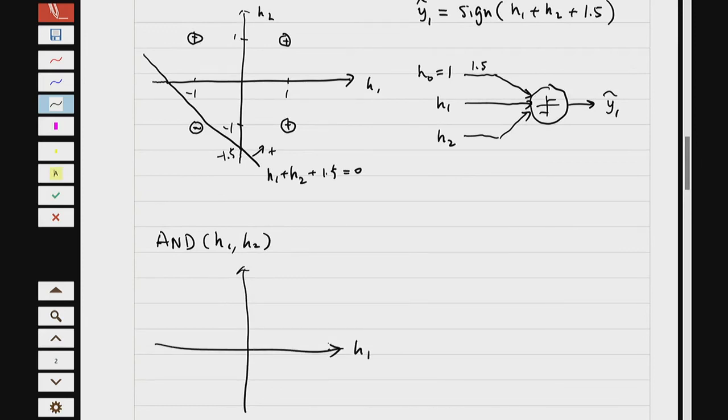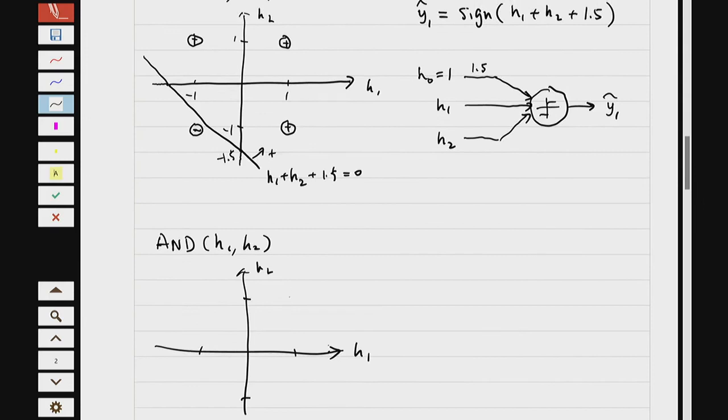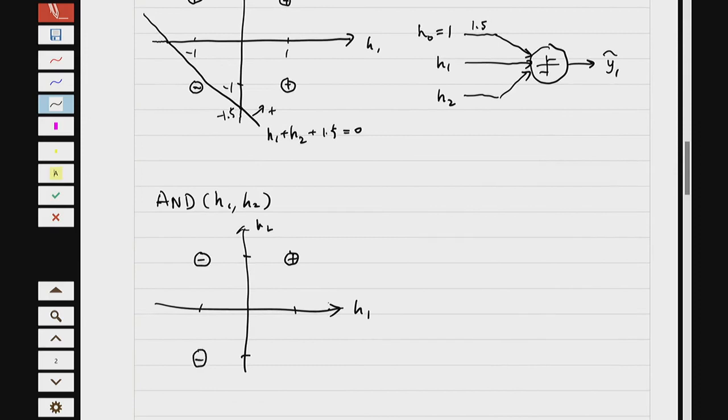H1, H2, 1, minus 1, 1, minus 1. Yeah? If they are both 1, the AND, of course, gives you plus. Anywhere else, they give you minus, right? This is the AND function. Of course, it looks like this, clearly. Yeah? Nobody should have issues with this, I hope.